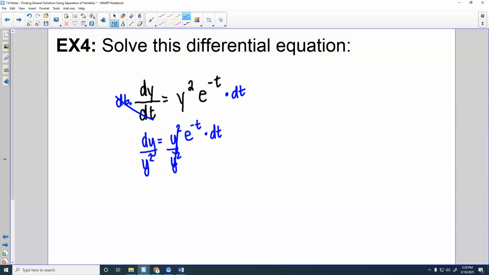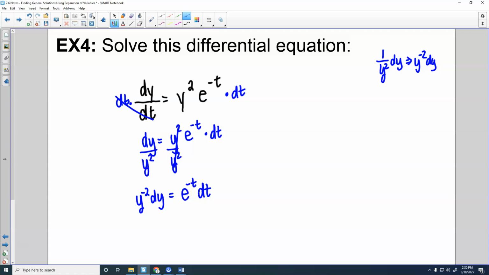And it's difficult to integrate when you have things in the denominator. So in this case, dy over y squared, how could I write that so I wouldn't have a fraction? I could write it that way, and if I have 1 over y squared dy, how else could I write that? y to the negative 2 dy. So I'm going to write it that way because it will be easier to integrate, and over here I've got e to the negative t dt.